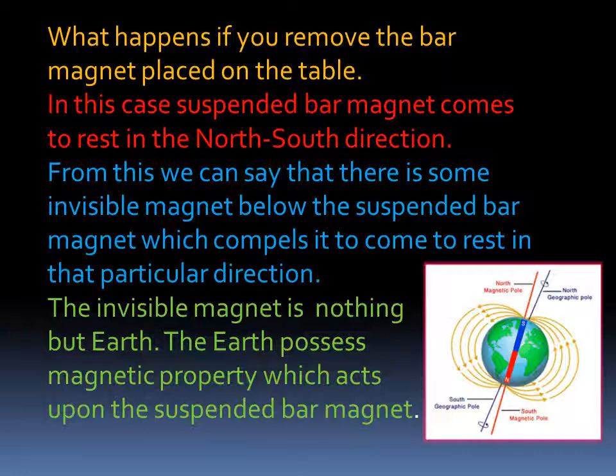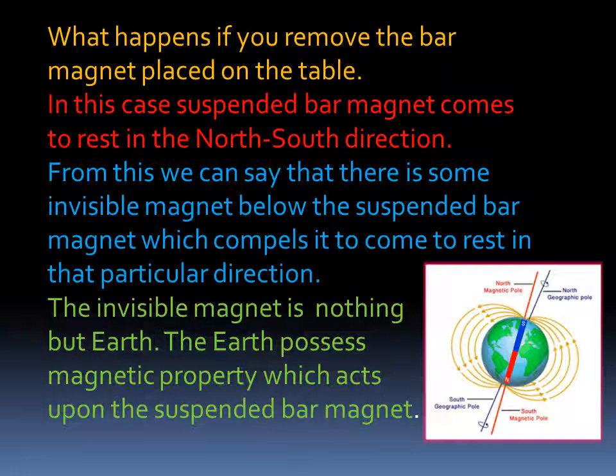What happens if you remove the bar magnet placed on the table? In this case, the suspended bar magnet comes to rest in the north-south direction. From this we can say that there is some invisible magnet below the suspended bar magnet which compels it to come to rest in that particular direction.